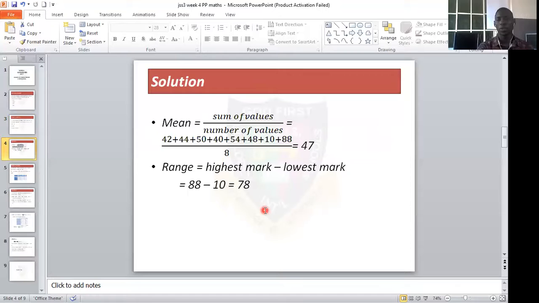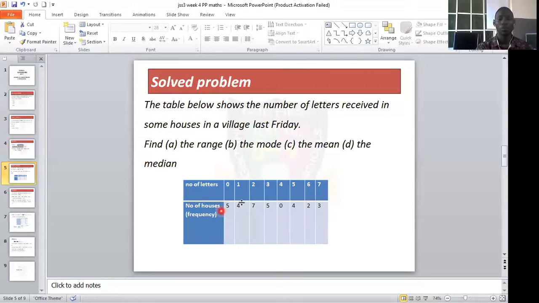So we'll go to the question whereby we have a given table. We have to use that measure of central tendency to analyze this table. The table below shows the number of letters received in some houses in a village last Friday.